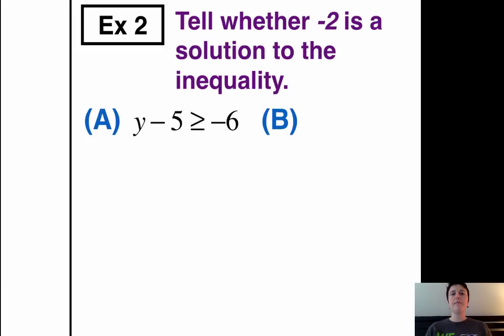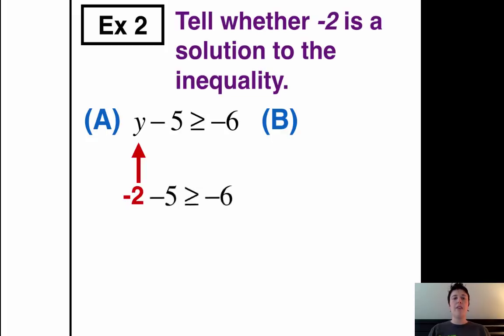Here's part A. y minus 5 is greater than or equal to negative 6. And my question is, is negative 2 a possible solution to this problem? That means, could y be negative 2 and this works? Would it be true? So what we're going to do is underneath the inequality, we're going to represent this by putting negative 2 in. And instead of y minus 5, I'm going to have negative 2 minus 5 is greater than or equal to negative 6. Okay, let's do that math real quickly.